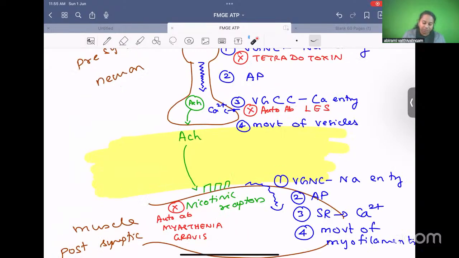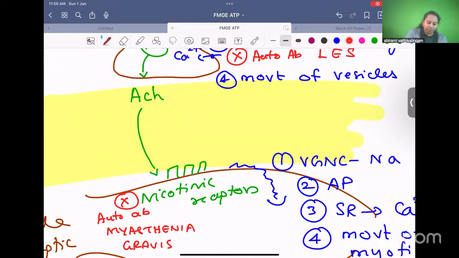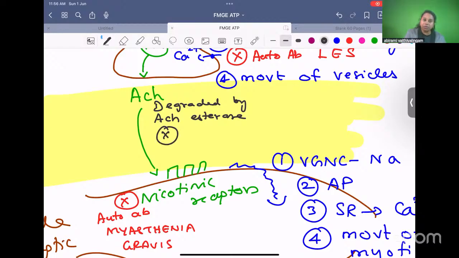The other disorders related to this, acetylcholine. Once its function is over, this would be degraded by acetylcholine esterase. There is a poison which is a blocker of acetylcholine esterase, OPC, organophosphorus compounds. If you block acetylcholine esterase, acetylcholine is not degraded. Therefore, more acetylcholine, more parasympathetic activity. The most important function of parasympathetic activity is secretions. So this would increase the secretions.